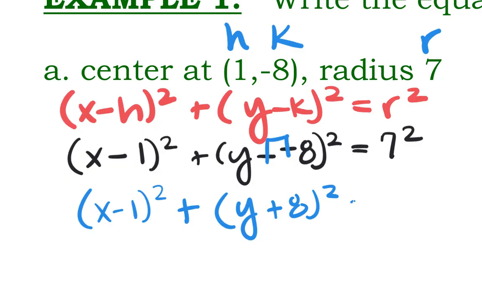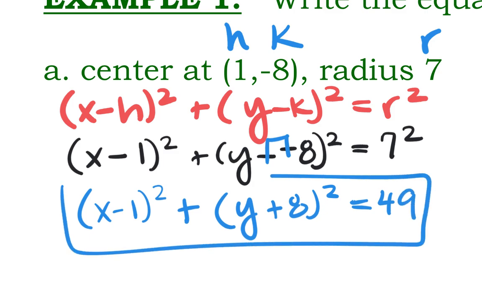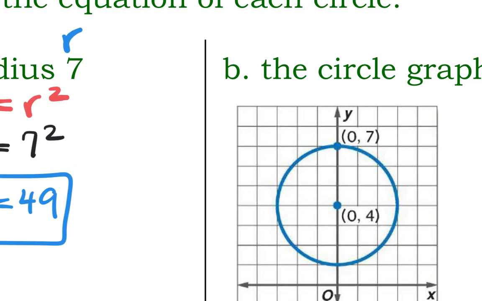Can I do anything with 7 squared? Can I square it? Yeah, it's 49. And this is the equation of the circle, okay? So you have to have the radius, you have to have your center. That'll give us the equation of a circle. X and y represent any point on the circle, so those are going to remain x and y. All right, let's come over here to this one.